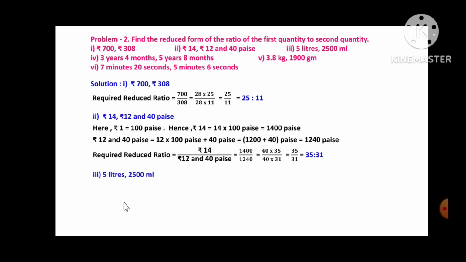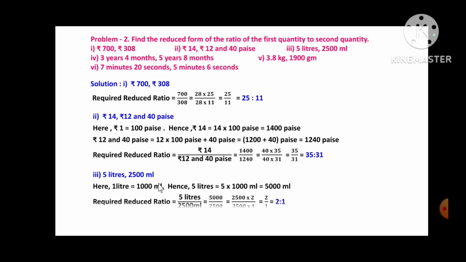Now we'll see the third, that is 5 liters and 2500 ml. Friends, here we know that 1 liter is 1000 ml. So we'll convert this 5 liter into ml. So 5 liter is equal to 5 into 1000 ml. That will be 5000 ml. Now required ratio is equal to 5 liter upon 2500 ml. So that is 5000 upon 2500. So 5000 can be written as 2500 into 2 and at the denominator 2500 into 1. 2500 gets cancelled. We will be getting 2 upon 1, that is 2 as to 1.